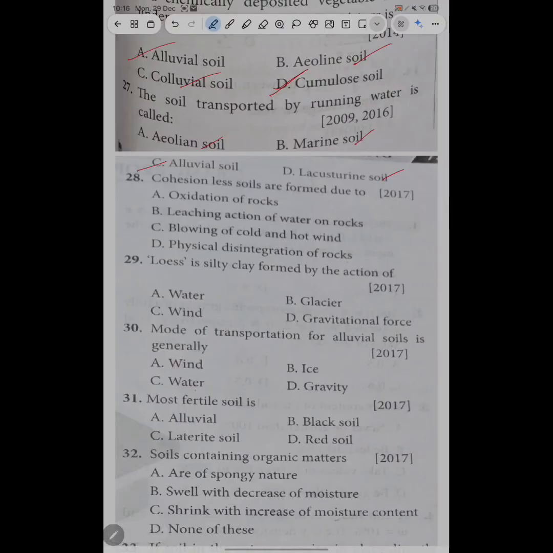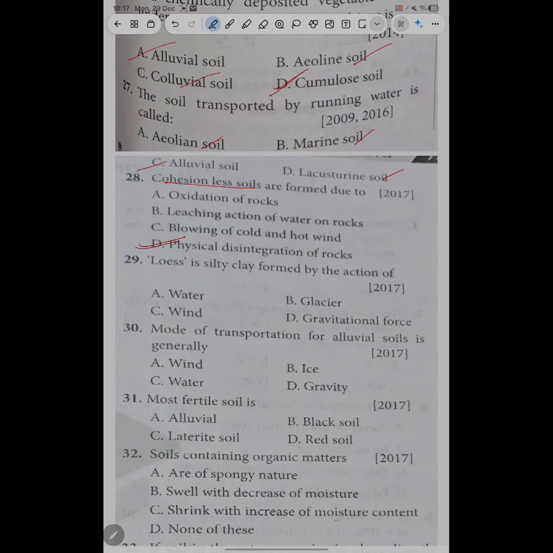Cohesionless soils are formed due to oxidation of rocks, leaching action of water on rocks, blowing of cold and hot wind, physical disintegration of rocks. So what will be the correct answer? 28th one. Physical disintegration of rocks. Cohesionless soil, that is sand, coarse-grained sand. Physical disintegration of rocks.